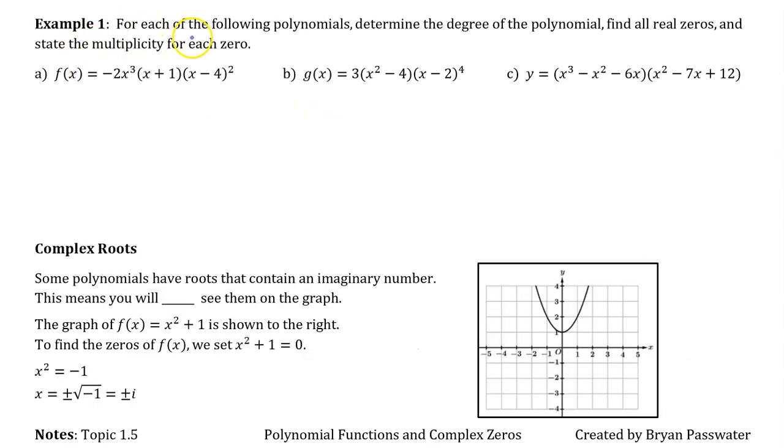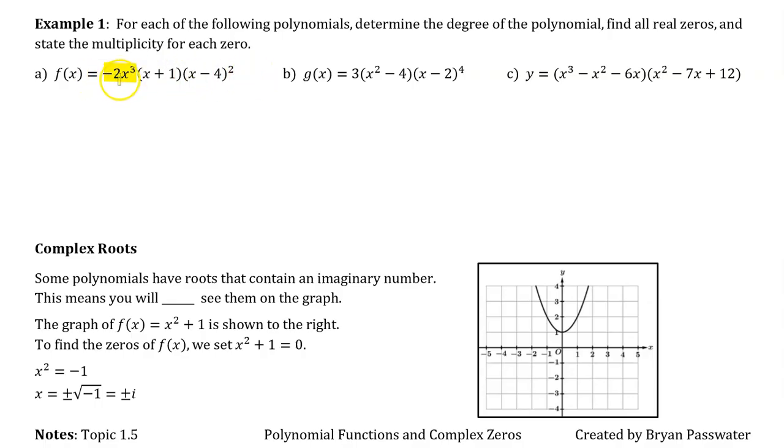Example 1. For each of the following polynomials, determine the degree of the polynomial, find all real zeros, and state the multiplicity for each 0. With the polynomial written in factored form like this, it's not immediately clear what the leading term would be, but we can find the leading term by focusing only on the highest degree term in each factor.